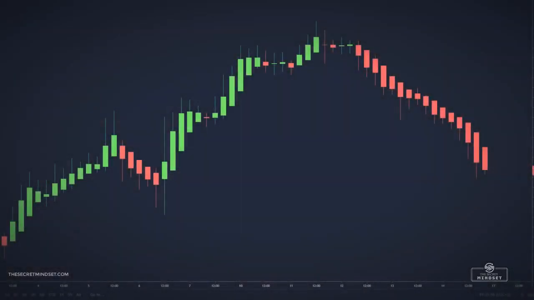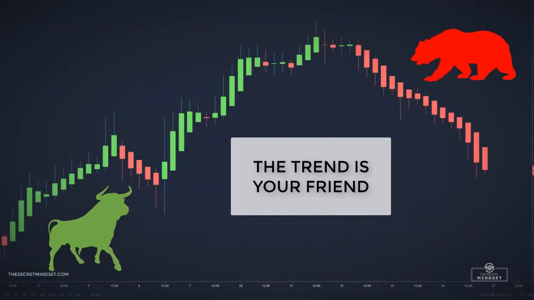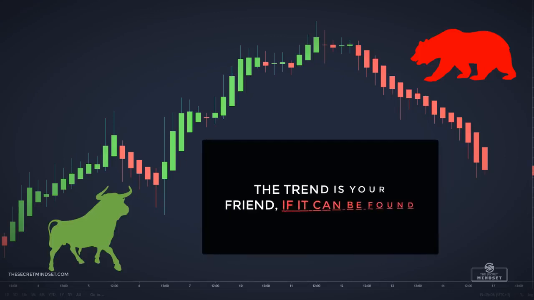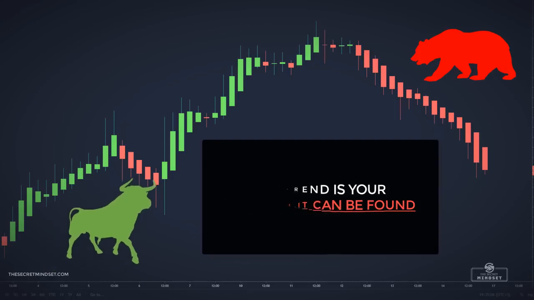Have you ever heard of the phrase, "the trend is your friend," when trading or investing? Sure you have. Of course, most profits are generated when markets are trending, but I have to disagree with this quote. The correct phrase is "the trend is your friend if it can be found." If you cannot tell if a market is trending or not, the trend has no use to you. You cannot profit from it.